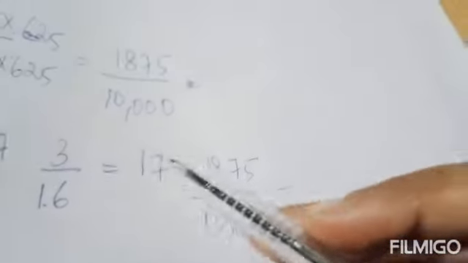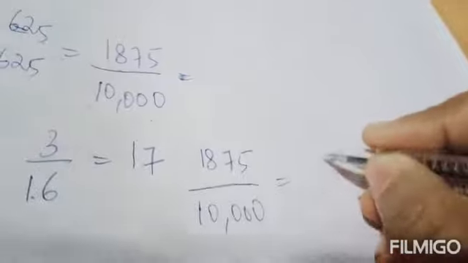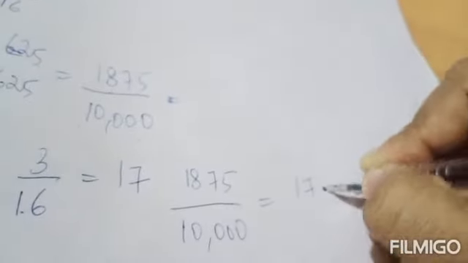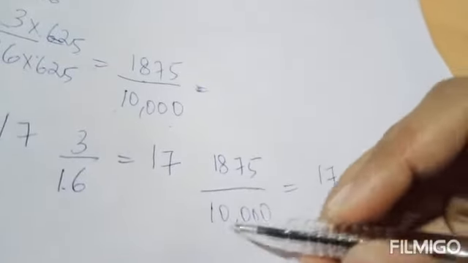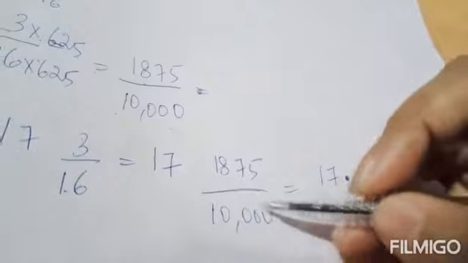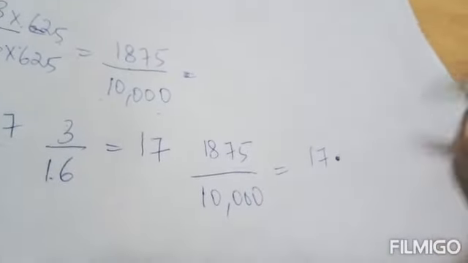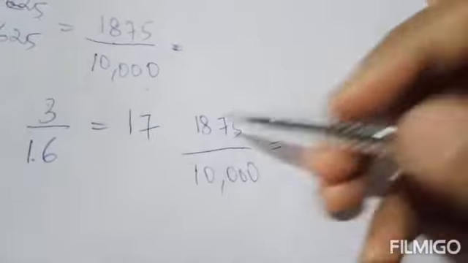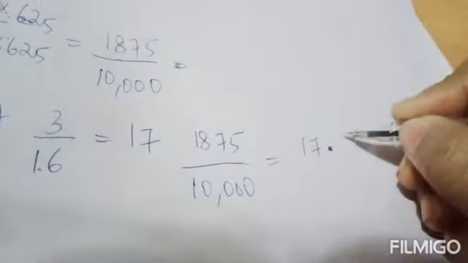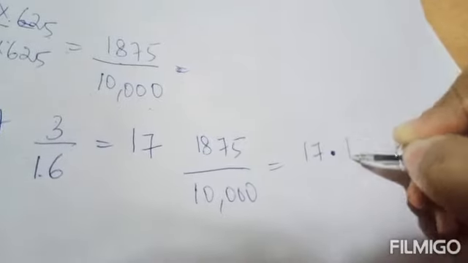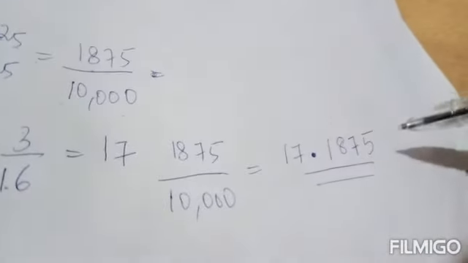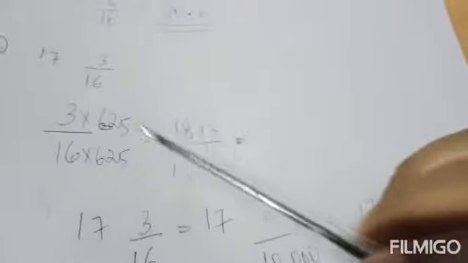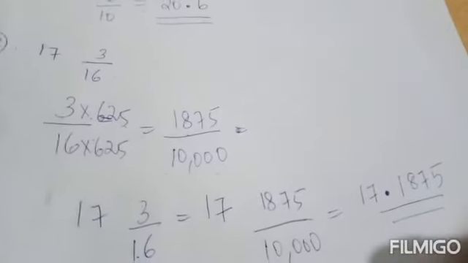So you will get this whole number 17. You can write the whole number of the decimal fraction. Okay, 17 then 1875 by 10,000. Since the denominator is 10,000, after the decimal point 4 digits should come. In the numerator there are 4 digits, so you can write them after the decimal point. So 17.1875. That is the decimal form of 17 3 by 16.